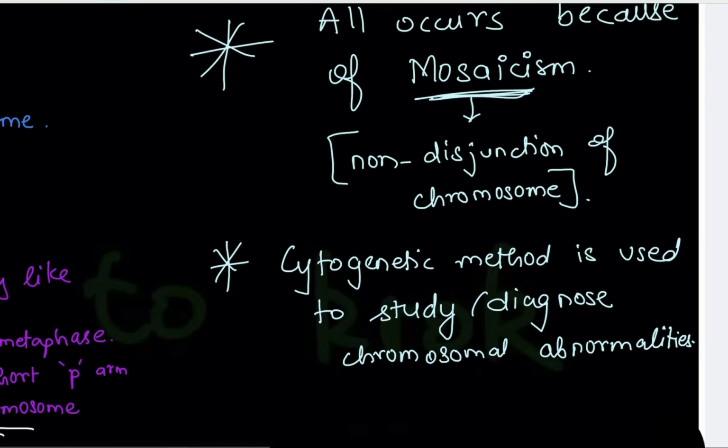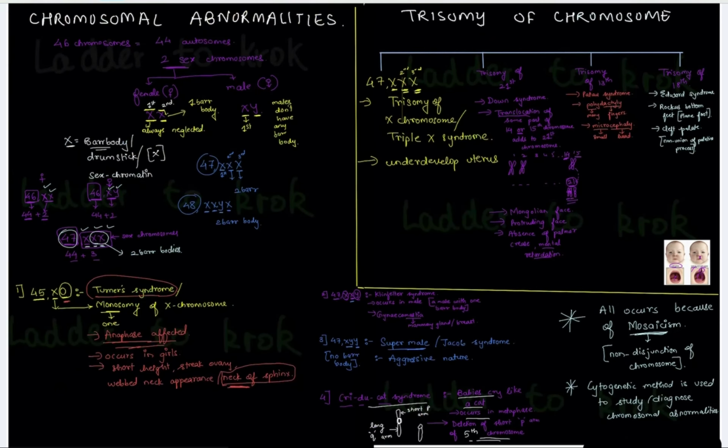So that's all for chromosomal abnormalities. I hope now it is clear to you what is Barr body, the different chromosomal abnormalities, the trisomy of the chromosomes, and the difference between the cleft lip and the cleft palate.